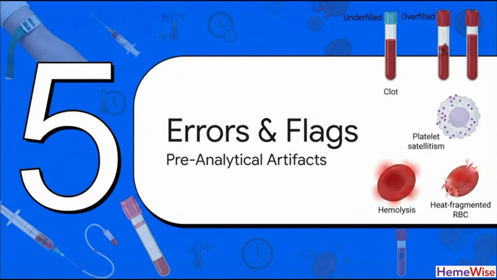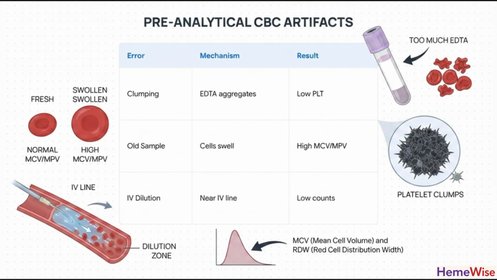Section 5. Pre-analytical errors and flags. Listen, you absolutely have to know your pre-analytical errors because half the time, weird CBC results aren't actually a disease, they're just artifacts. If a sample sits around too long, the cells swell up, inflating the MCV and the MPV. If the tube is underfilled, you end up with too much EDTA, causing massive dilution and morphological distortion. And watch out for EDTA-dependent pseudothrombocytopenia. That's a mouthful, but it just means the anticoagulant makes the platelets aggressively clump together in the tube, giving you a terrifyingly low but completely fake platelet count.